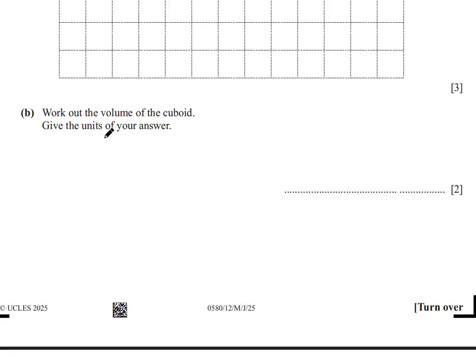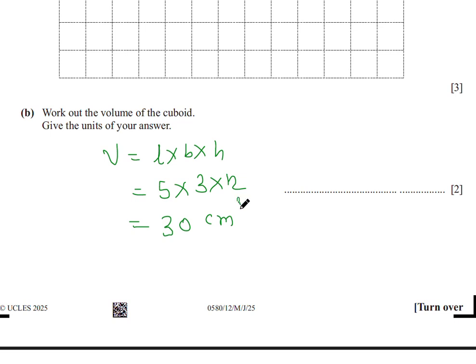Anything is okay. Now in part B, we have to work out the volume of the cuboid given over here. So we know that volume is equal to length into breadth into height. So length is 5, breadth is 3, and height is 2 centimeter. So 5 centimeter into 3 centimeter into 2 centimeter. 5 3s are 15, 15 2s are 30. Centimeter, centimeter, centimeter multiplication will become cubic centimeter or centimeter cube. So the answer will be 30 centimeter cube.